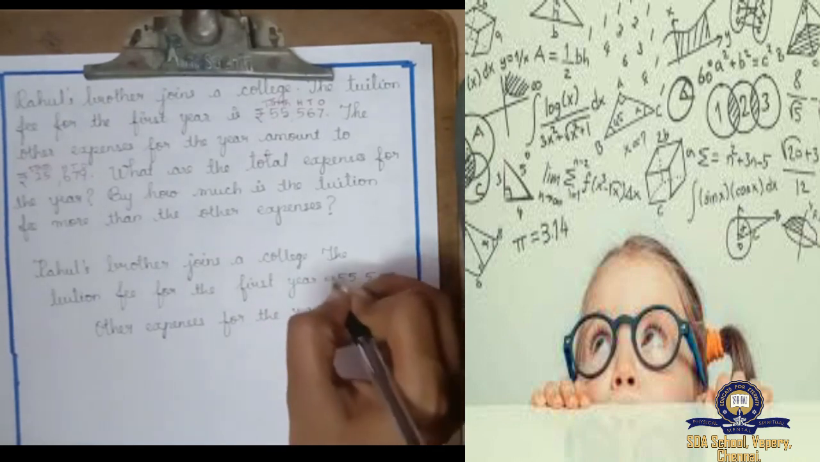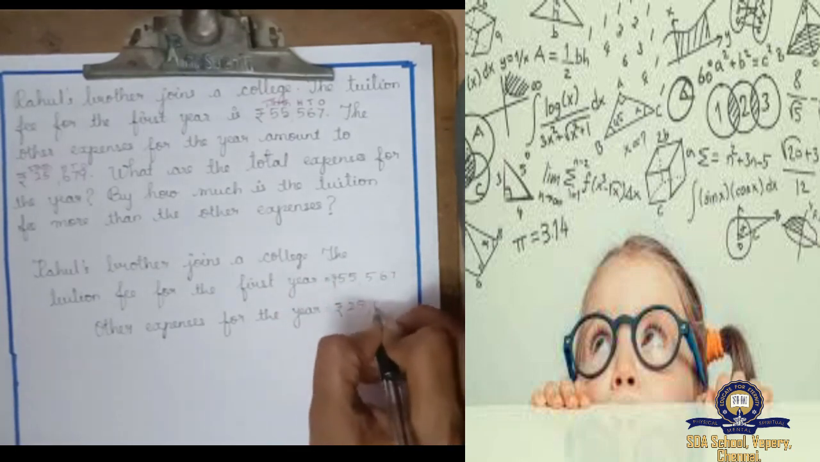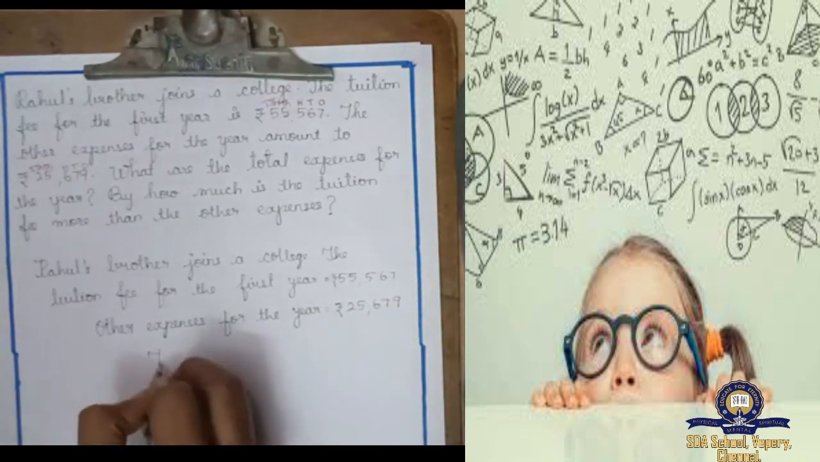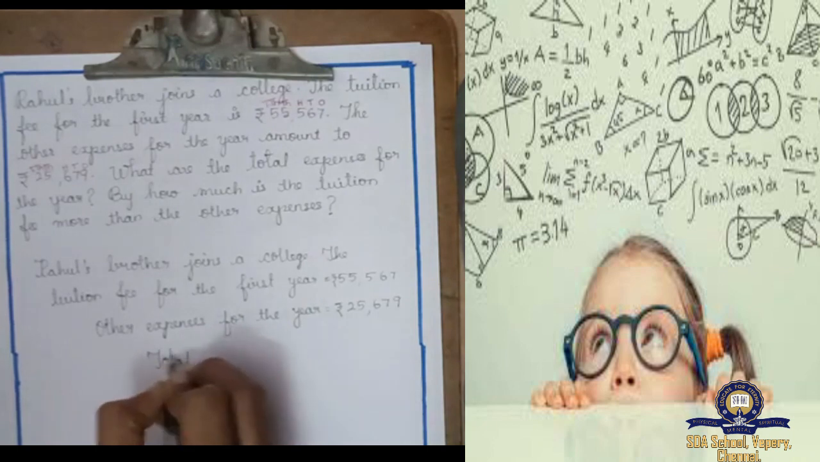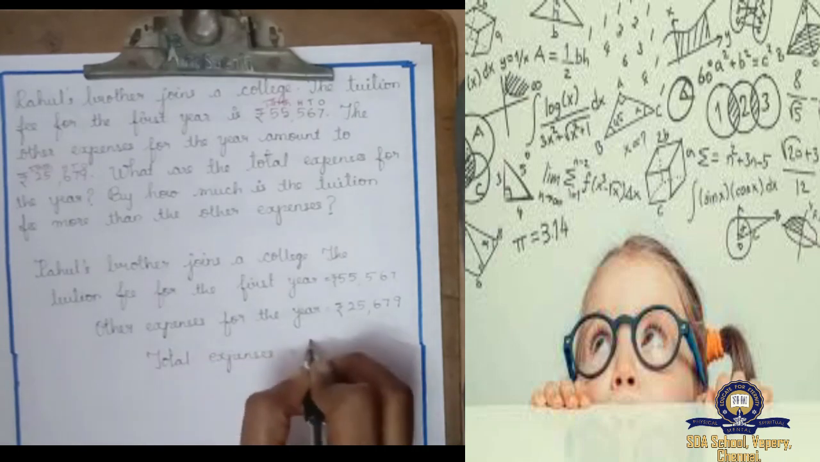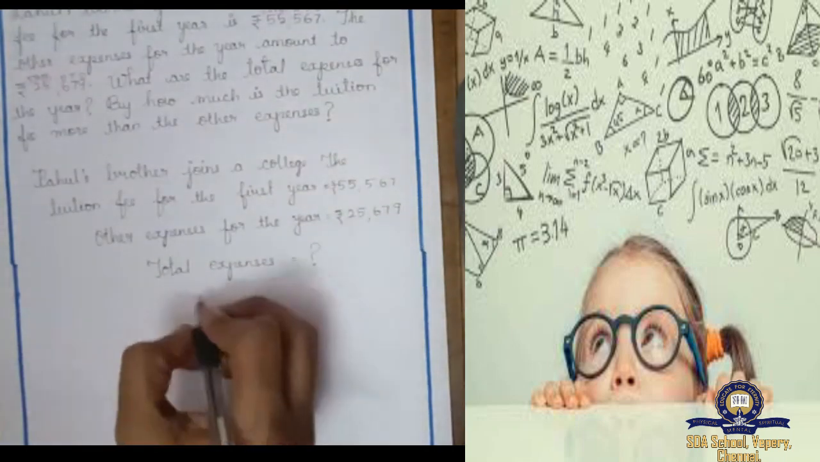Sorry, we have to write the rupees symbol. Rupees 25,679. So what are the total expenses? Total expenses. So that is what we are gonna find it. Okay, so we have to add it.